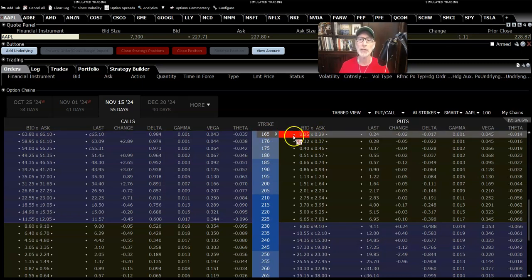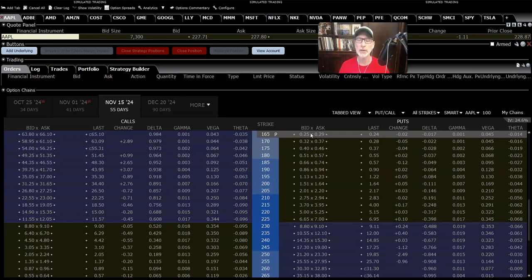So if I sell one contract of this 165 put option for November, they all have an expiration date. So these are November 15, 2024. It expires in 55 days. As long as Apple doesn't fall from 228 down to 165 in the next 55 days, I'm going to make my $27. Okay. Now, that is what's called selling an out of the money put option.